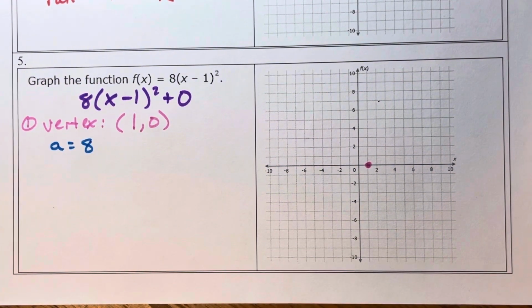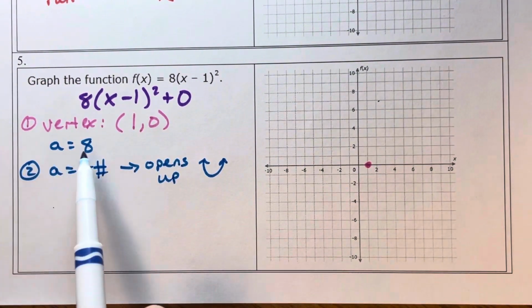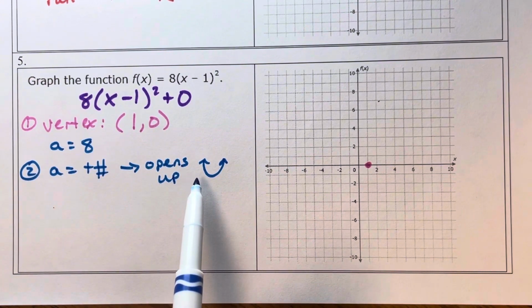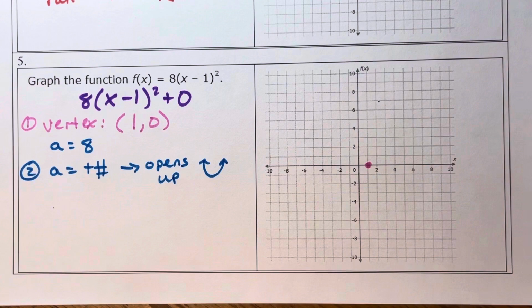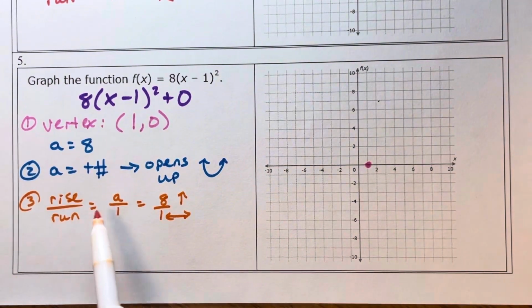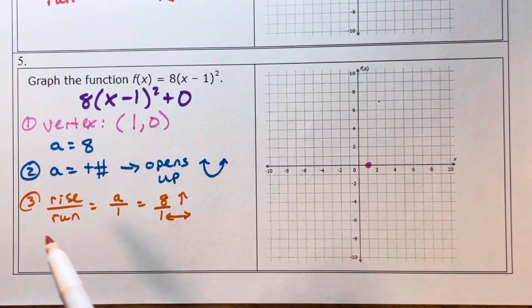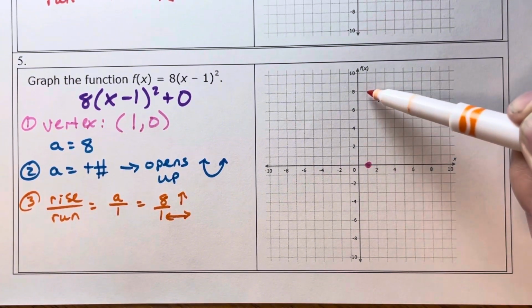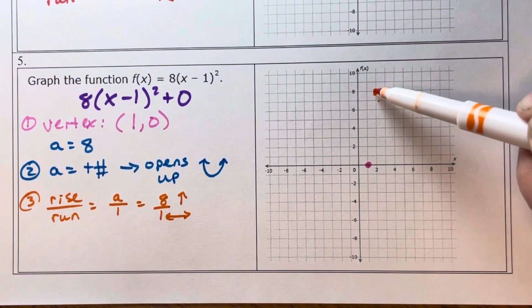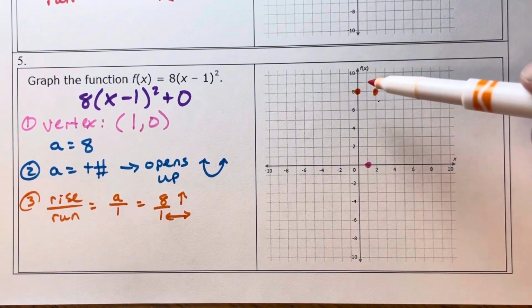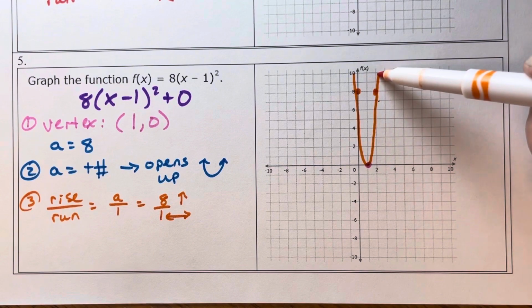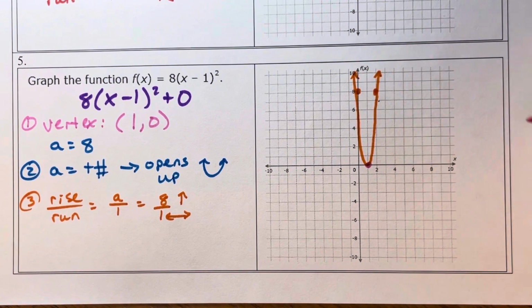Now let's examine a. Since a is 8, it is a positive number, and therefore we know that the quadratic is going to open upward. Using our hack of treating a very much like a slope, from the vertex we are going to move up 8 units and out to both the right and the left 1 unit, so that we can then connect our points and see where our quadratic travels.